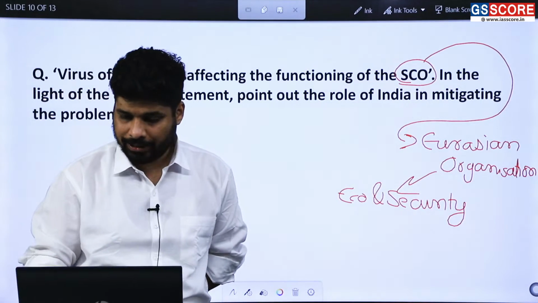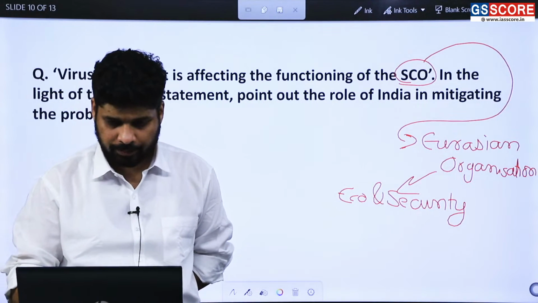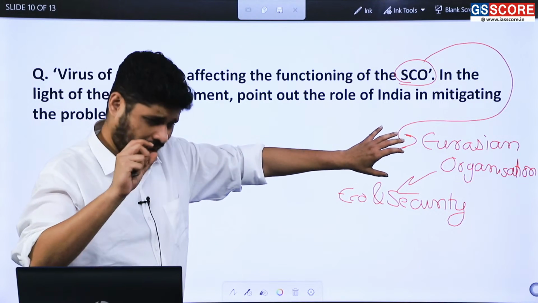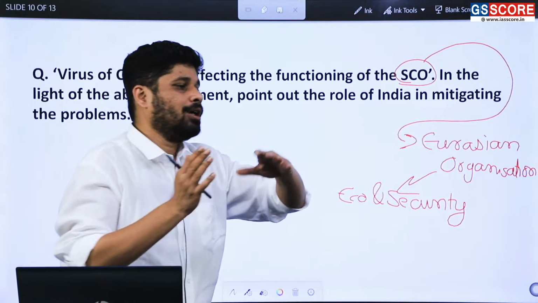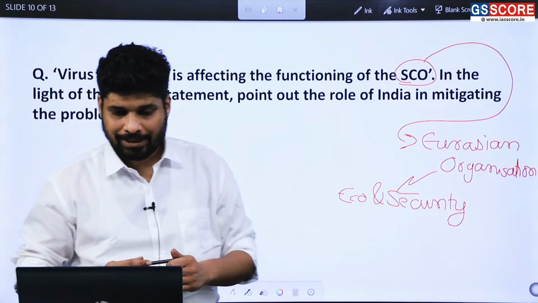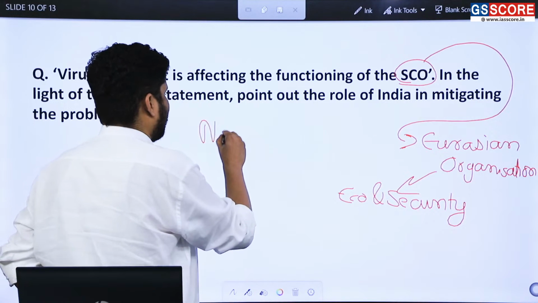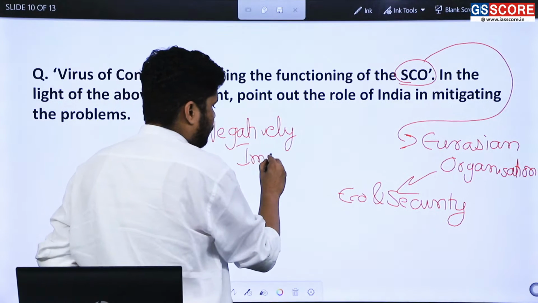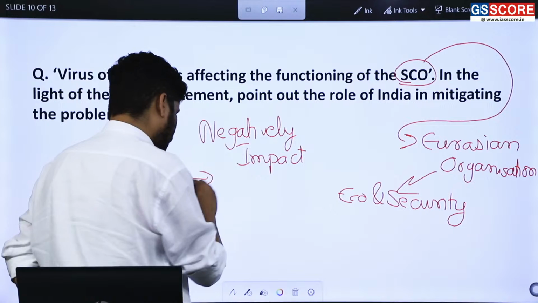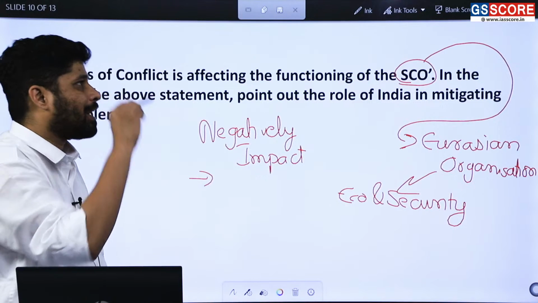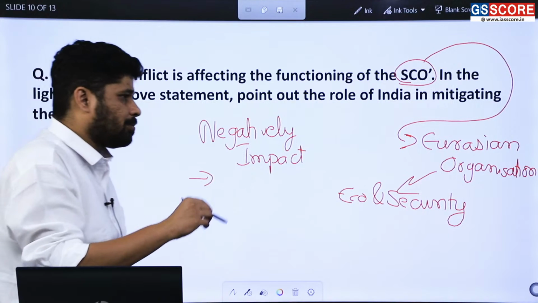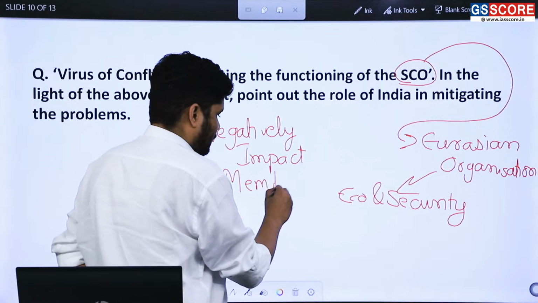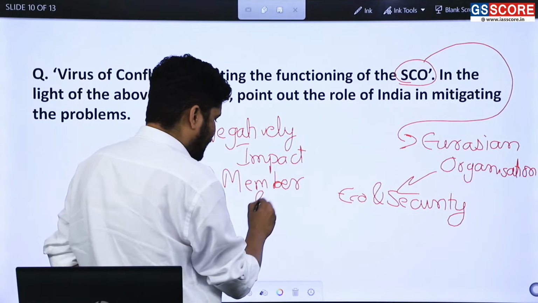With respect to this organization, what more can you basically write? First and foremost, you have to comment. You have written the basic and agenda with respect to SCO. Now you have to mention Shanghai Cooperation Organization has to a certain extent been negatively impacted. What are the reasons for this negative impact? It has been negatively impacted because of the disputes that have arisen in the member states, and between the member states.